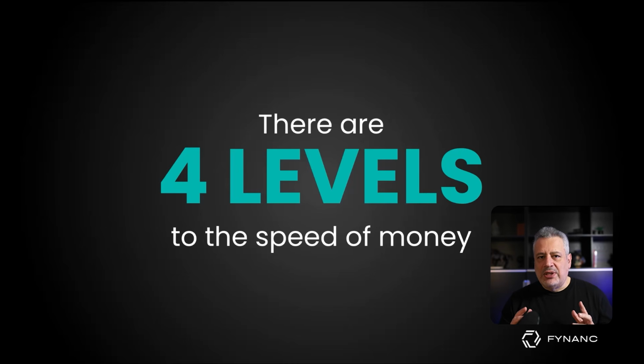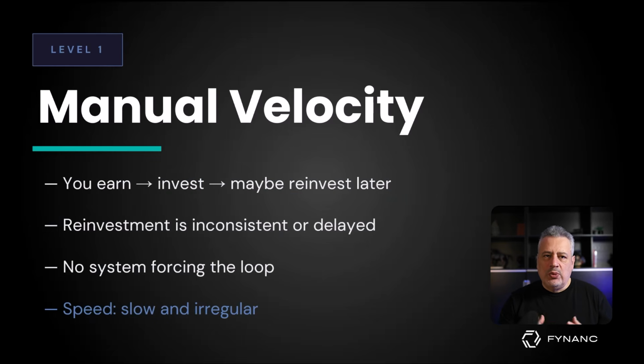This is the velocity of money we're talking about, and we want to really take it to the next level, because the faster the money moves, the faster we build wealth. So let's start with level 1. Level 1 is what we call manual velocity. Manual velocity is when you work hard, you earn money, you invest it, and every now and then you go in there and reinvest some of the money. The reinvestment is very inconsistent or delayed, and it is all waiting for you to do the manual work to reinvest it. So there's no system here forcing the loop. There's nothing automated, and speed is slow and irregular. I would say quite a few people are in this boat.